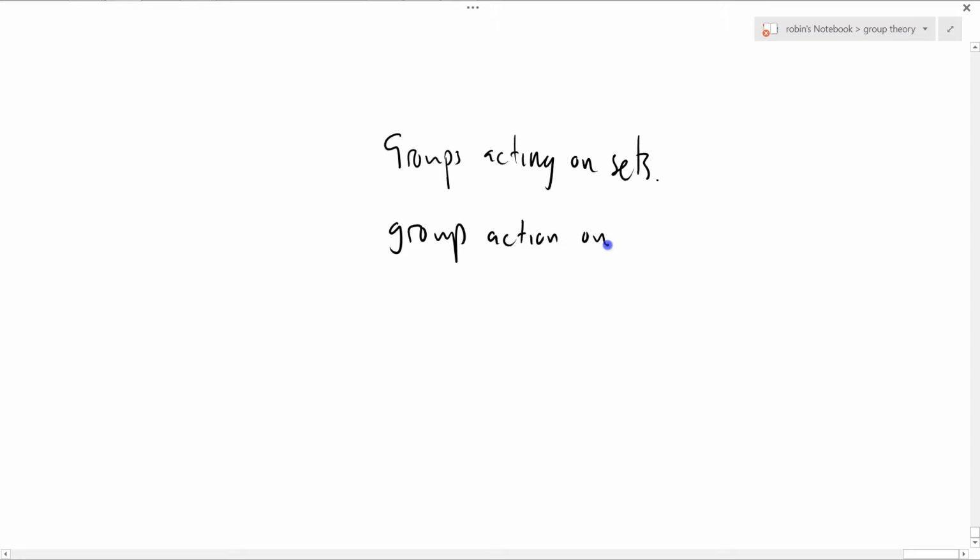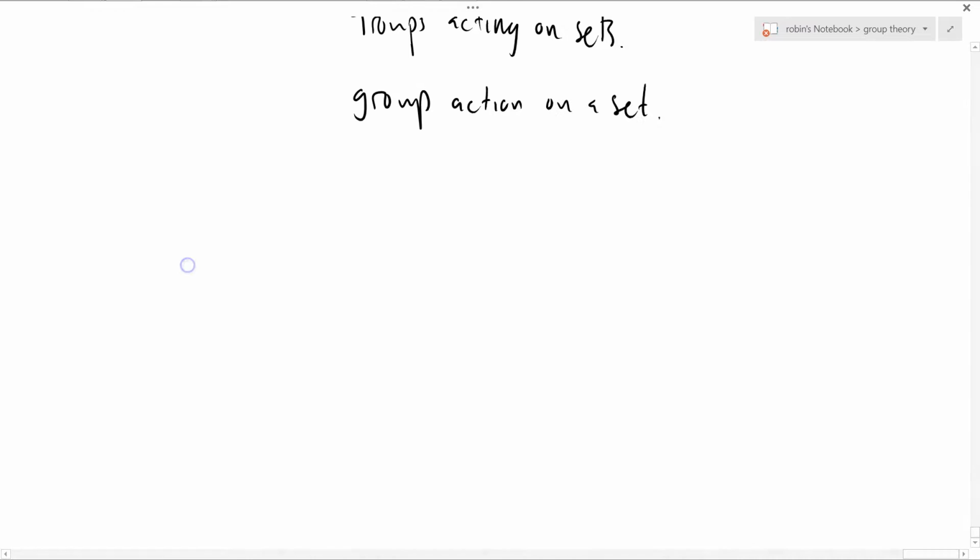Okay, I'm going to talk about groups acting on sets, or sometimes you say a group action on a set. Suppose we've got a group G, with the operation a dot. This is a group, and X is just a set.